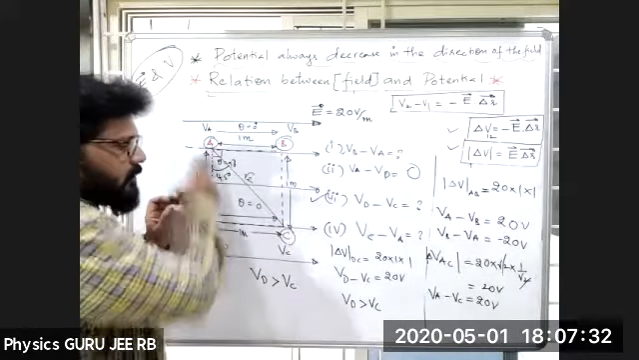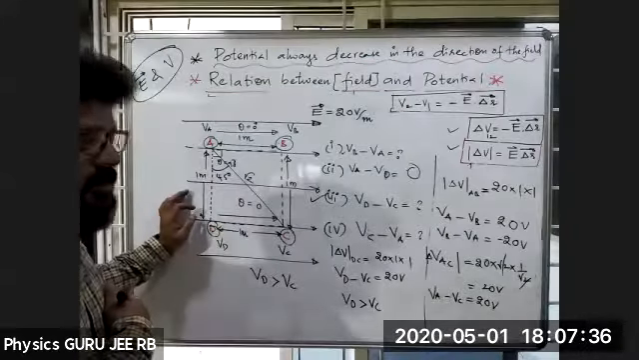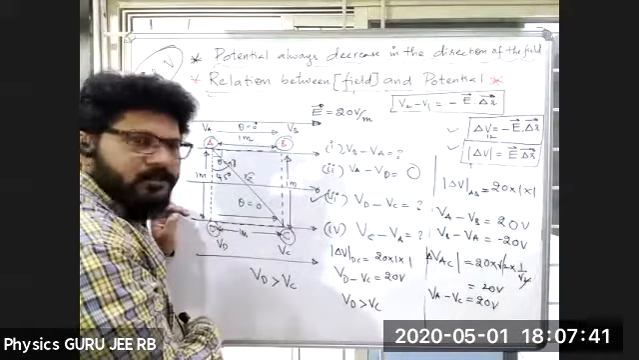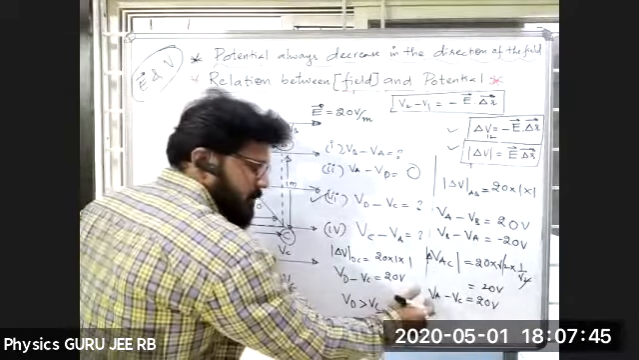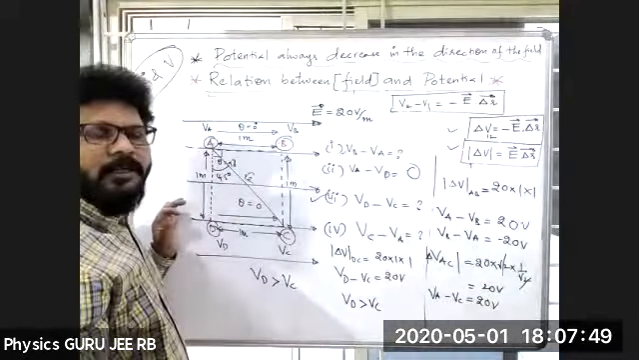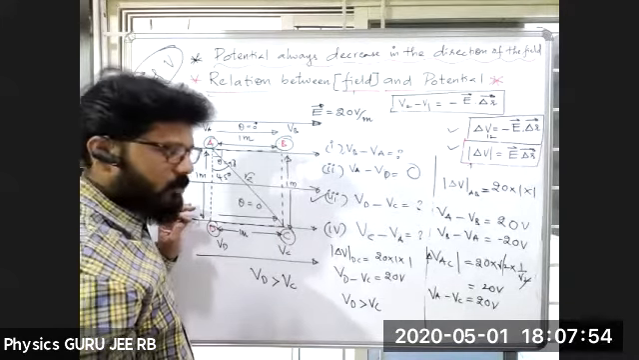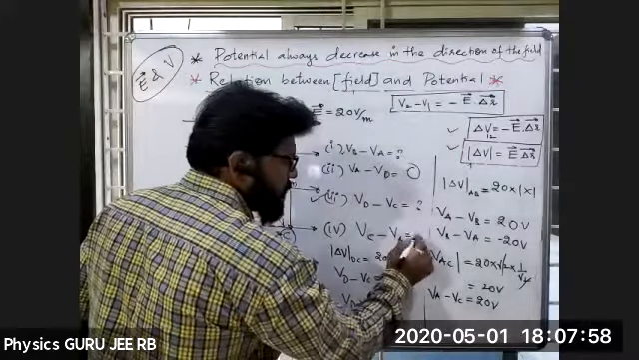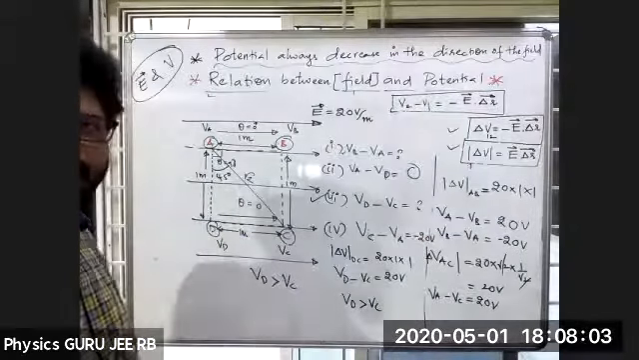So which is greater? VA is greater or VC is greater? Can anybody say? VA is greater than VC. Good. But what is asked is VC minus VA. With the same expression, VA minus VC is 20, so VC minus VA, what will I get? Negative. Yes or no? Negative. That means VC minus VA is nothing but minus 20 V. That's all. Is it clear?